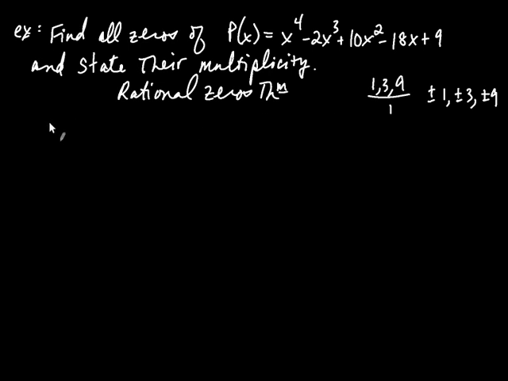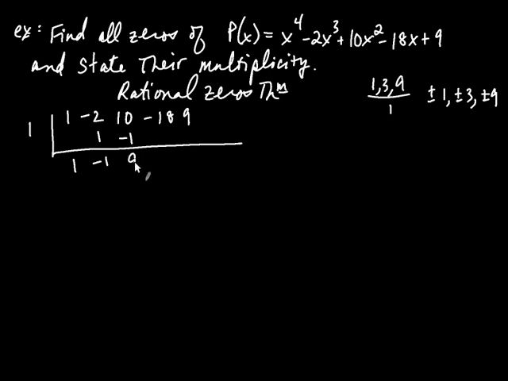So let's start with 1. We're going to do that using synthetic division. So we do 1, just like before, and we write down the coefficients of the polynomial: 1, negative 2, 10, negative 18, and 9. Remember, this is how we check to see if 1 is a zero of this polynomial. So it's going to be 1, multiply 1 and 1 and get 1, add negative 1, multiply negative 1, 9, 9, negative 9, negative 9, and 0. Okay, so because the remainder is 0, that means 1 is a 0.